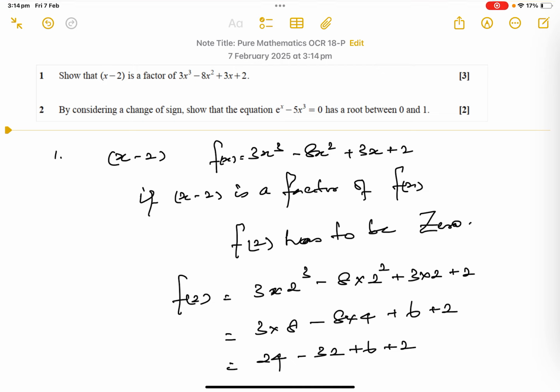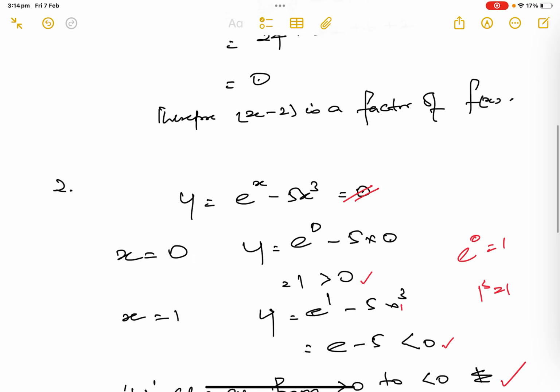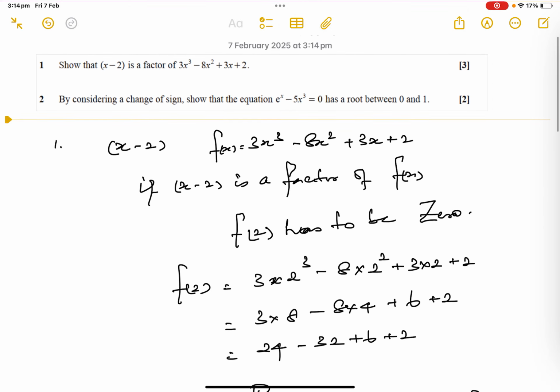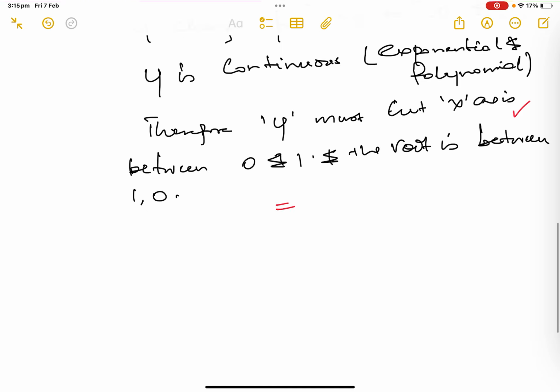By considering a change of sign, the equation e to the power x minus 5x cubed cuts the x-axis, or has a root, between 0 and 1. That's what it is.